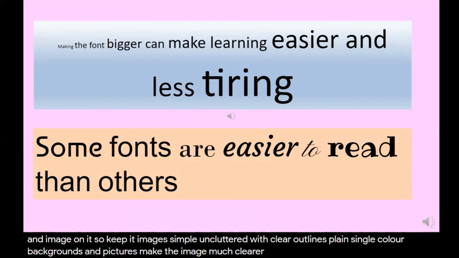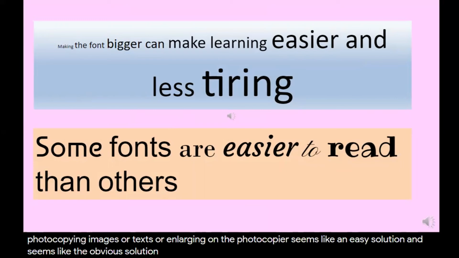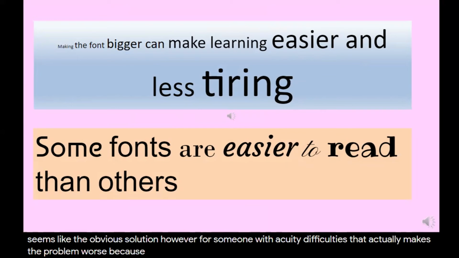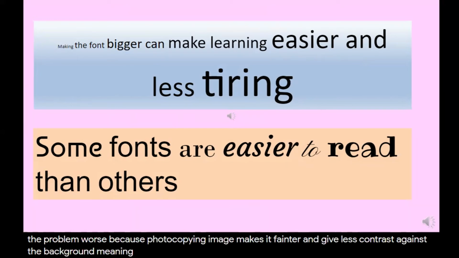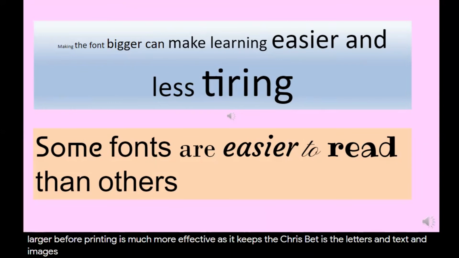Now, photocopiers. Instinctively, photocopying images or text, enlarging on the photocopier, seems like an easy and obvious solution. However, for someone with acuity difficulties, that actually makes the problem worse, because photocopying an image makes it fainter and gives less contrast against the background, meaning more difficulty seeing contrast. Enlarging by making the font larger before printing is much more effective, as it keeps the crisp edges of the letters and text and images looking much more visible.